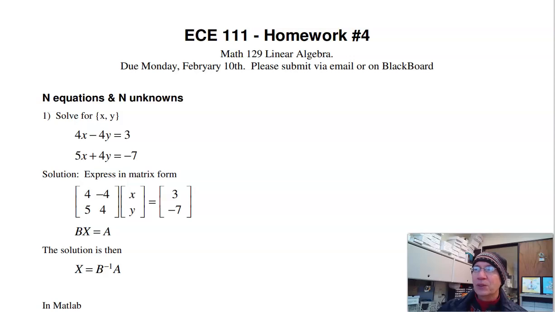Here are solutions to homework set number 4 for ECE 111 Intro to ECE. In this week's homework, we're looking at using Matlab to solve problems that you'll encounter when you take Math 129, linear algebra. Now, linear algebra is all about solving n equations and unknowns. That is a common problem that you run into in electrical computer engineering. You're going to be using this trick over and over again.